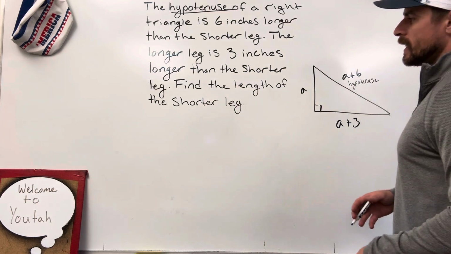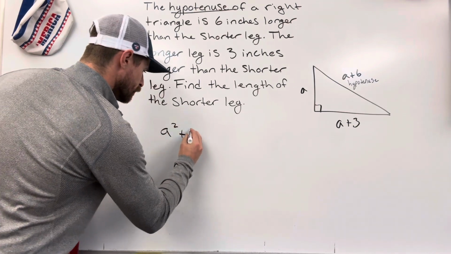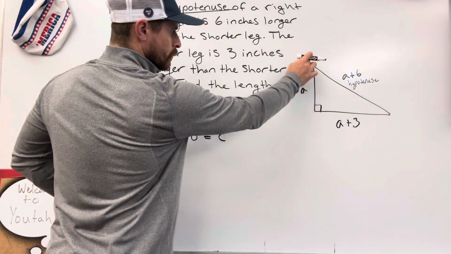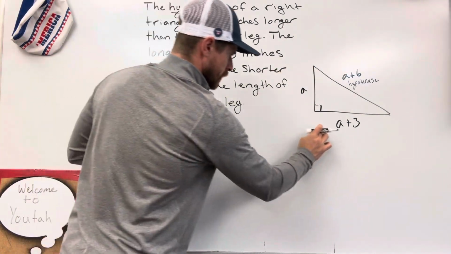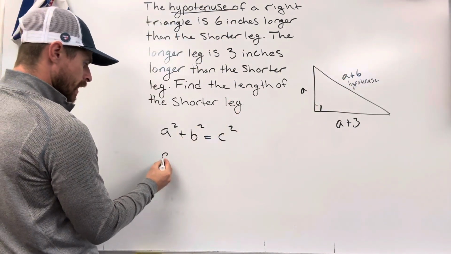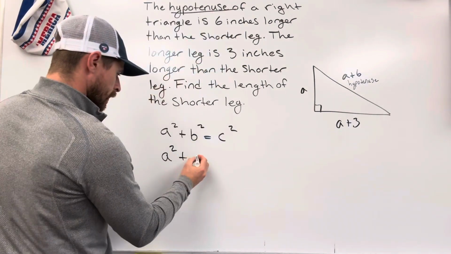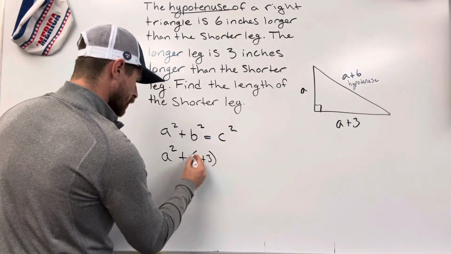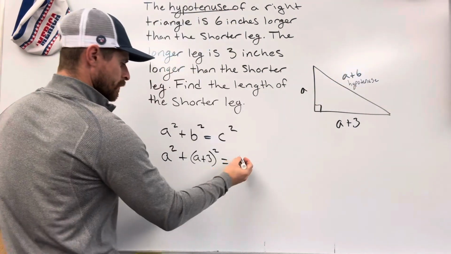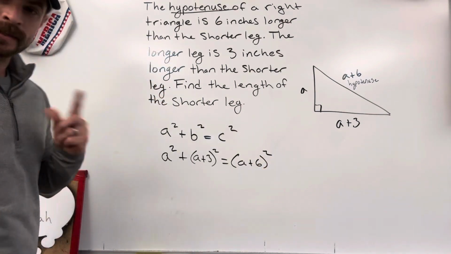Okay, so what I wanna do now is I'm gonna use the Pythagorean theorem, which is A squared plus B squared equals C squared. For A, that's this leg, and then B, we're gonna be using this leg. C is gonna be our hypotenuse. I'm gonna plug my information in. So A needs to be squared, plus B, which is A plus 3 squared. That's gonna be put in parentheses, A plus 3 squared, equals C, which is A plus 6, but we gotta square it, so A plus 6 squared. That's how I would set this equation up.